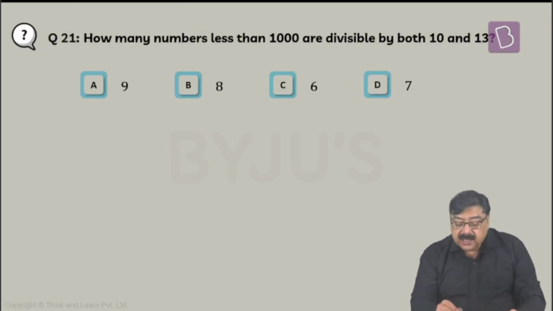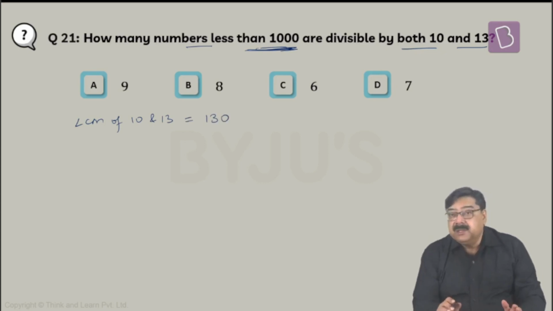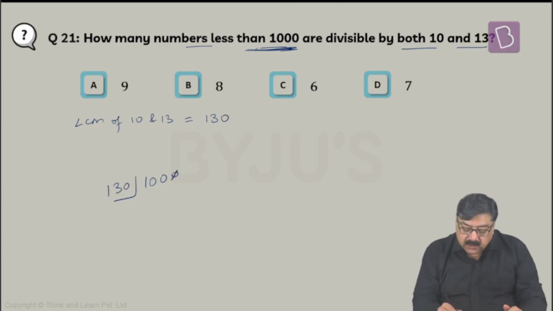Now look at this question. How many numbers less than 1000 are divisible by both 10 and 13? Now a number which is divisible by both 10 and 13 must be divisible by its LCM. So LCM of 10 and 13 is nothing but 130. So how many numbers from 1 to 1000 are divisible by 130? So simply divide 1000 by 130, or you can divide 100 by 13, removing the zeros. And we know 13 into 7 is 91. So the remainder shall be 9.